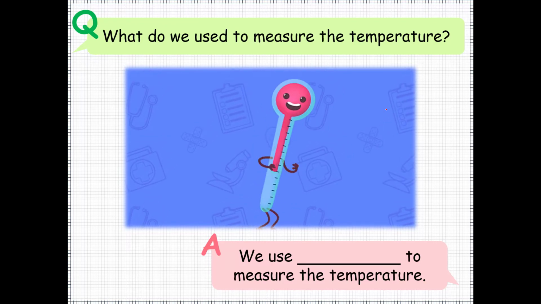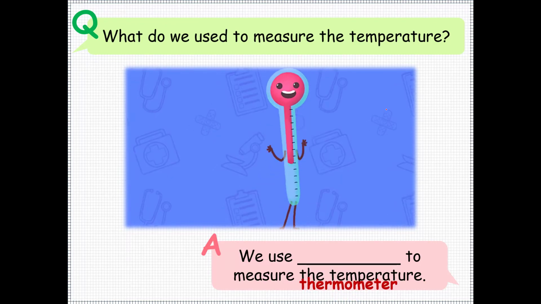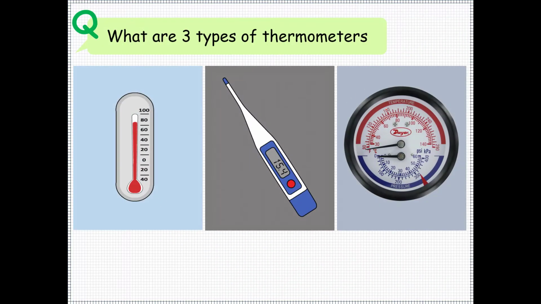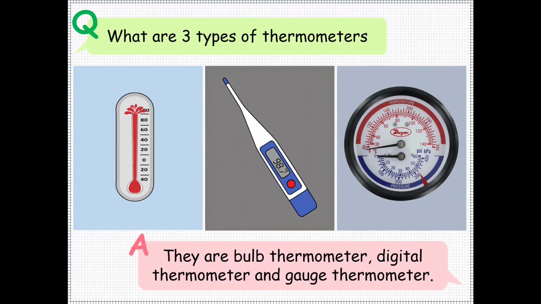Next one, sit in. What do we use to measure the temperature? Sit in, we use thermometers to measure temperatures. Okay, one more time. What are the types of thermometer? The first one, sit in, is bulb, right? Next one, see then, it is digital, and the last one is gauge. Bulb, digital, gauge.